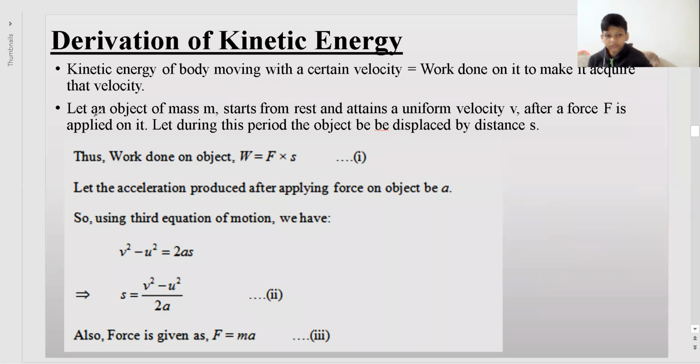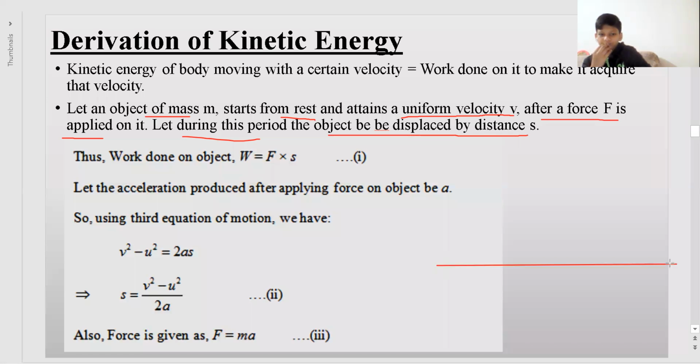So first we have to consider an object having mass m which starts from rest and attains a uniform velocity v after a force F is applied on it. Okay, and during this period the object has been displaced by distance s. For this, let us take a figure. Let this be the ground. This will be the object which was initially at rest and now it is moving, and it has covered this much distance.